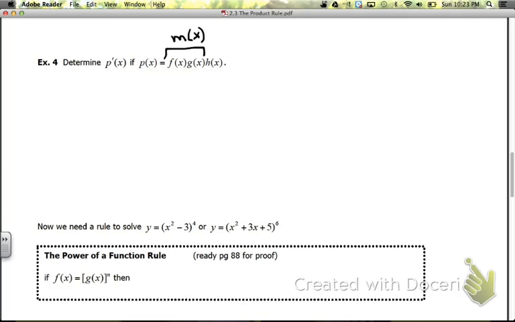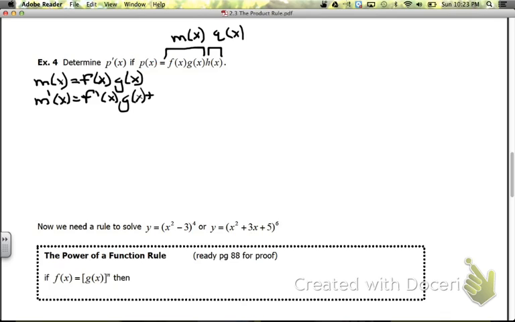So we're just going to work with 2 functions at a time. We're going to treat this f of x and g of x as our m of x, and as well, let's treat this h of x as q of x. So let's first work with our m of x. m of x is equal to f of x times g of x. So m prime of x would just be equal to f prime of x times g of x plus f of x times g prime of x. And that's just our product rule that we just learned.